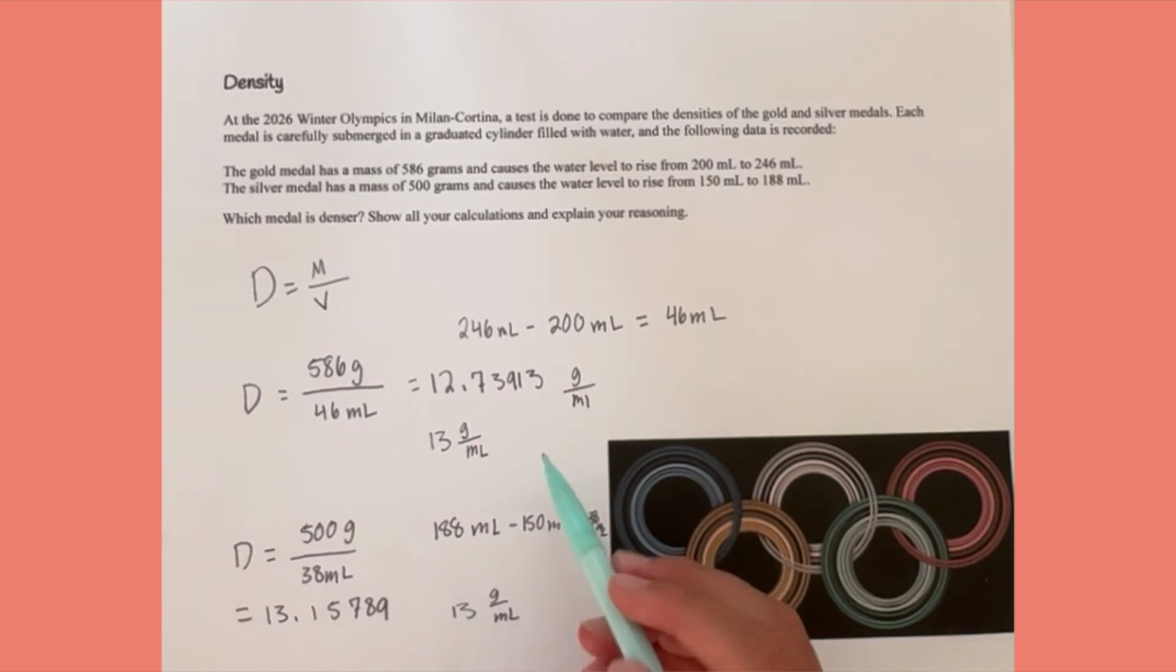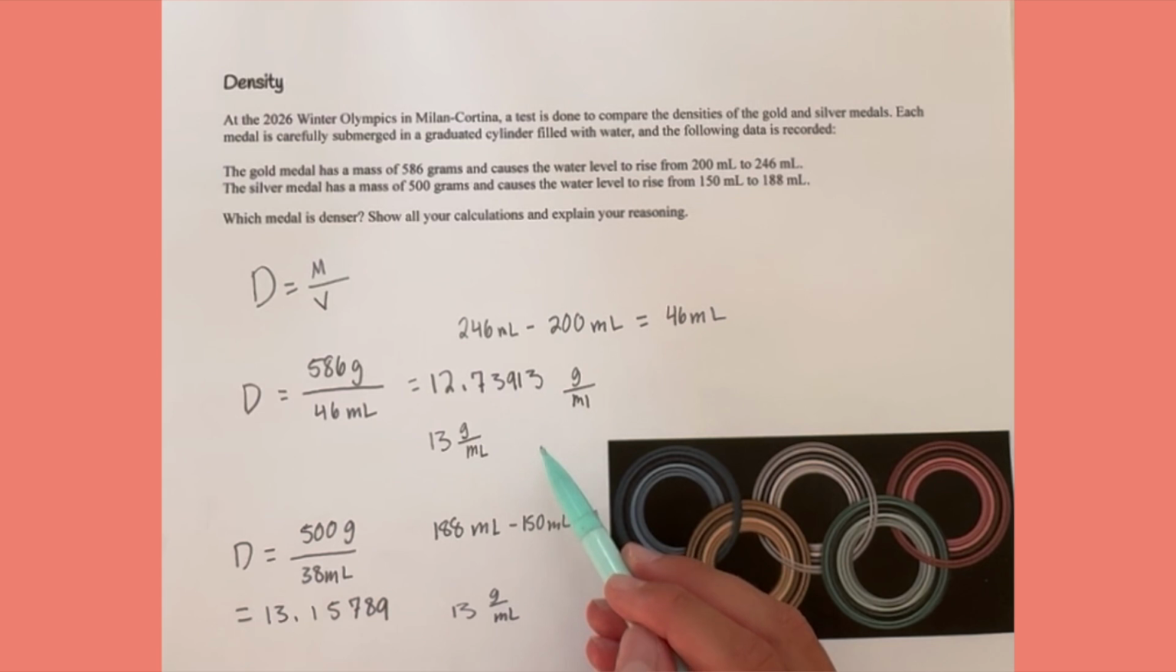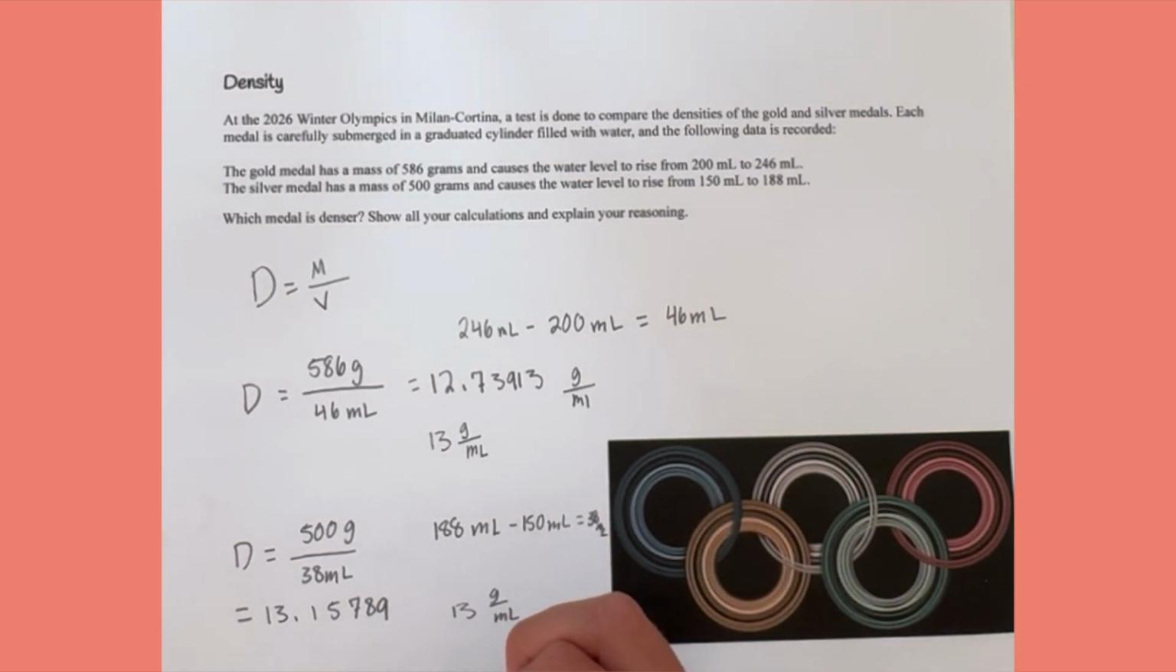But we know from the unrounded numbers that 13.15789 grams per milliliter is more than 12.73913 grams per milliliter. So that means the silver medal is denser. So silver. So that is how you solve density problems.